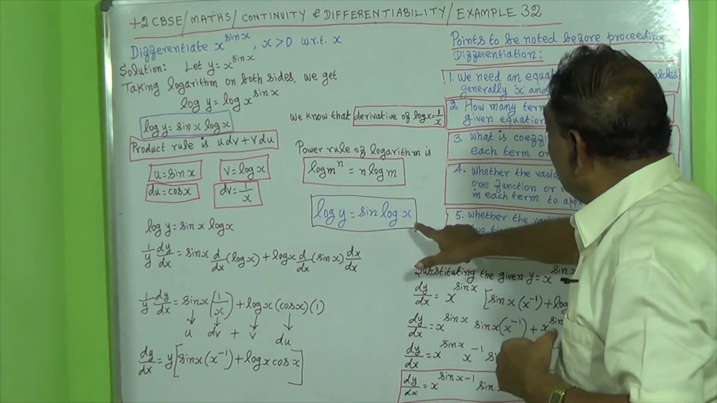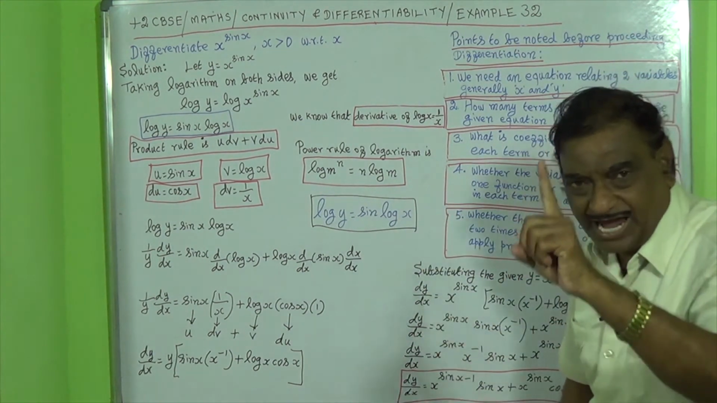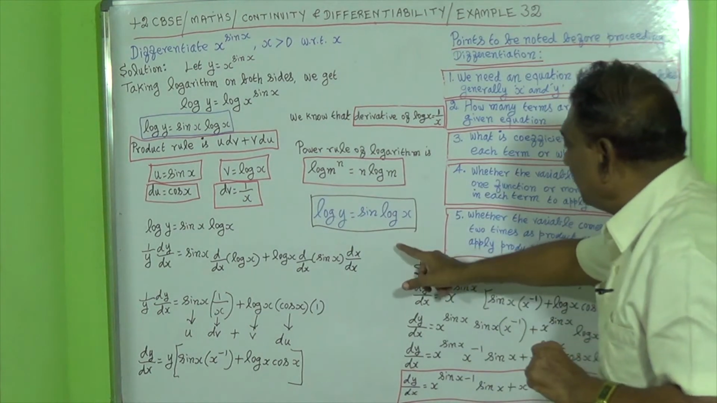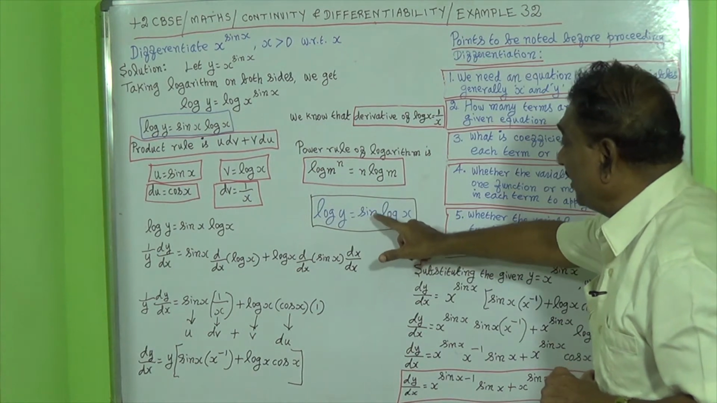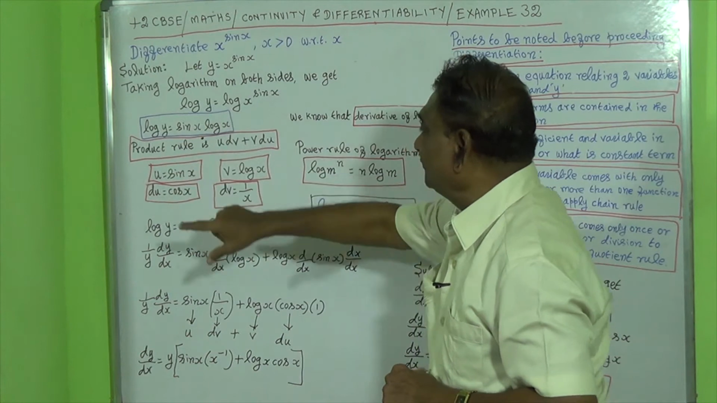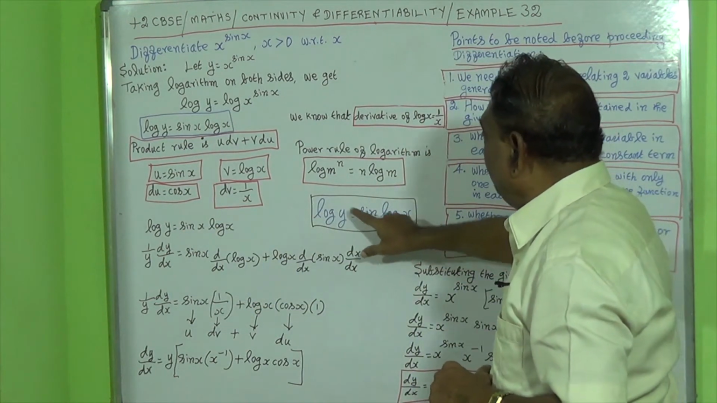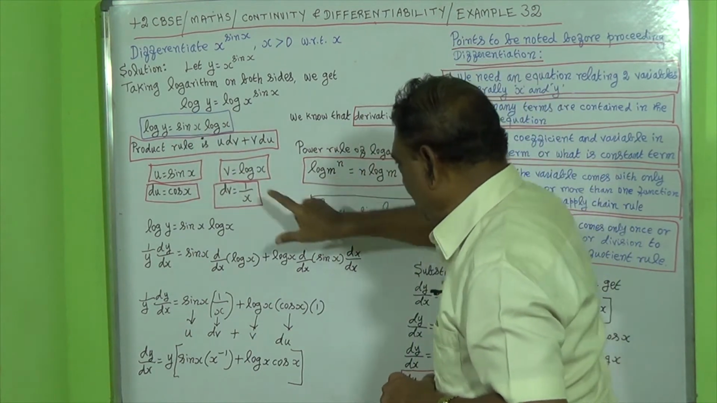Why? Because here the variable x has come only one time, but it has come with two functions, so that we can differentiate as per the chain rule. Here we cannot differentiate as per the chain rule. Note the difference between these two functions, that is between these two equations.